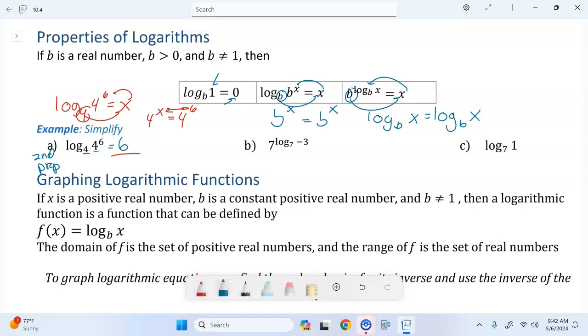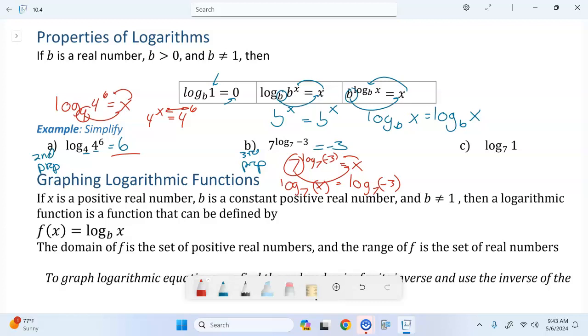What property do we have for B? The last one. That's our third property. 7 to the power of log base 7 of negative 3 has to evaluate to negative 3. Again, we could write an equation and evaluate it on our own and check: log base 7 of x equals log base 7 of negative 3. Since we have two logarithms with the same base, the arguments must be equivalent. So x will end up being negative 3.